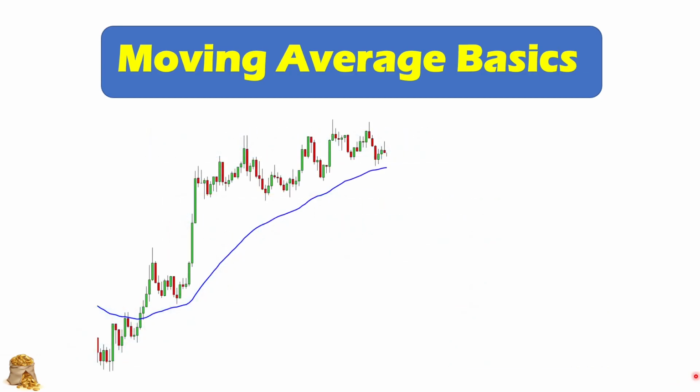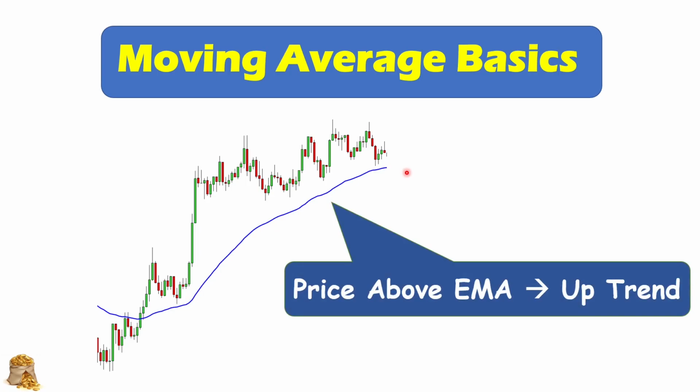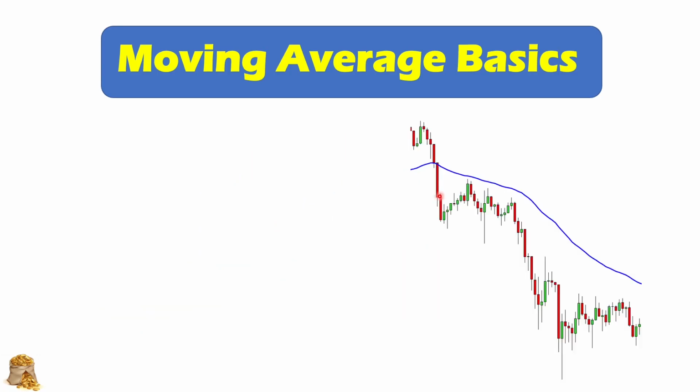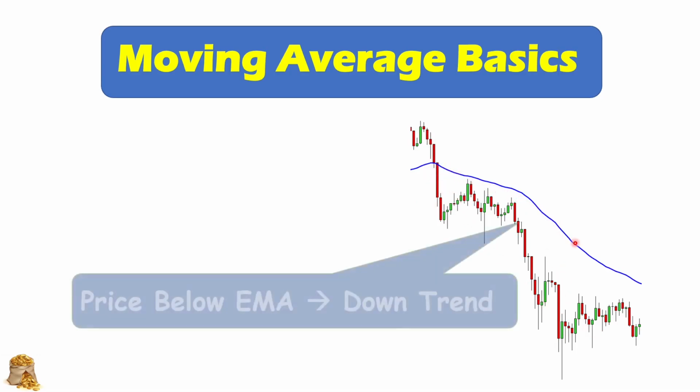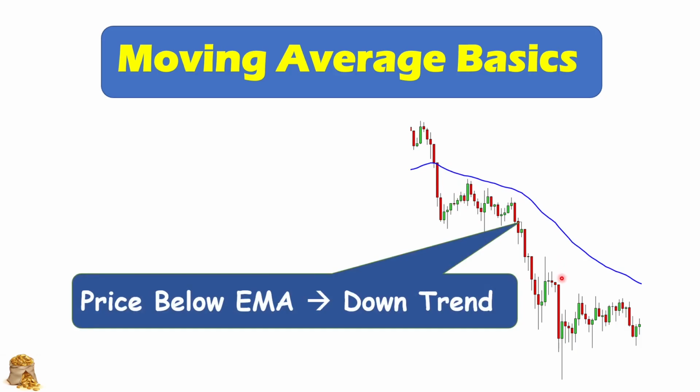What general information can EMA show us? There are 3 scenarios. The first one is when the price crosses the EMA from below to above and then stays above the EMA. And at the same time, this EMA curve is an upward sloping curve. This means the market is in an uptrend. On the other side, the second scenario, when the price crosses the EMA from above to below and stays below the EMA, so the EMA is having a downward slope. This means the market is in a downtrend.